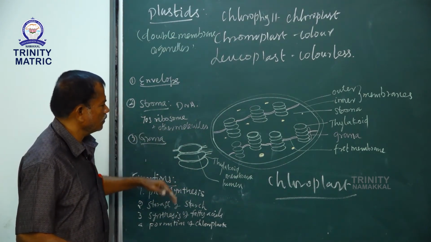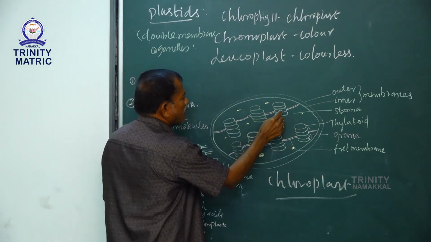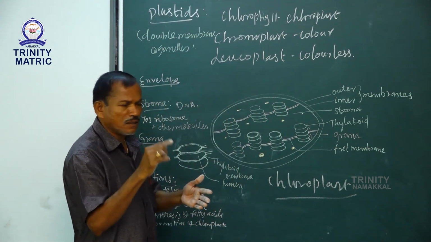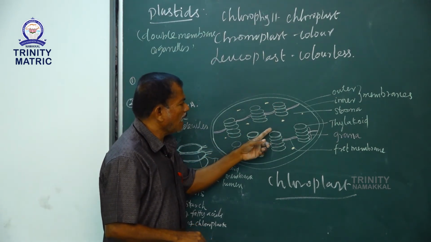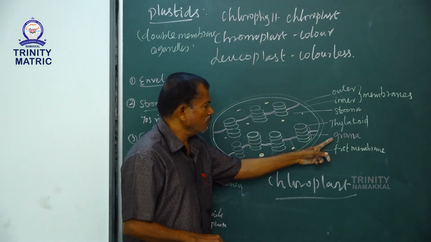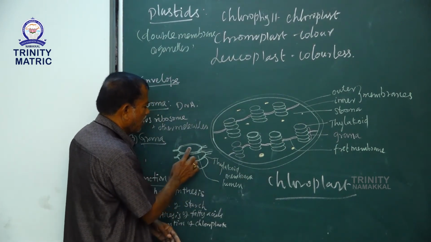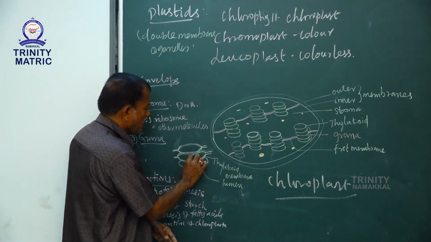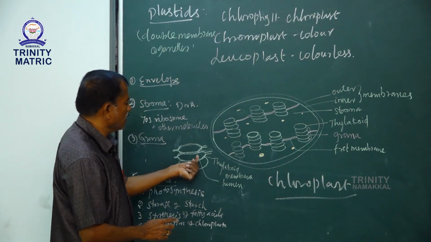And the next one, grana. So in the matrix there are a number of stacks, like a file of coins, attached one above the other, called grana. What's the name? Grana. Each granum contains a thylakoid membrane. The space in between the membranes is called the lumen. What's the name? Lumen.